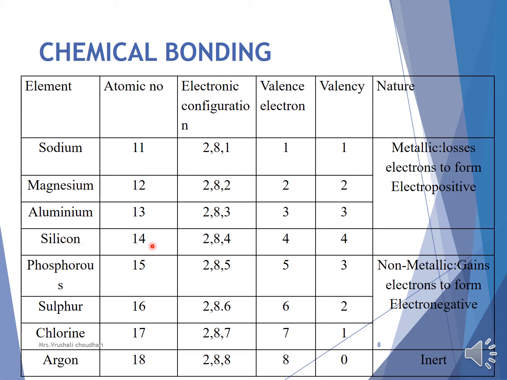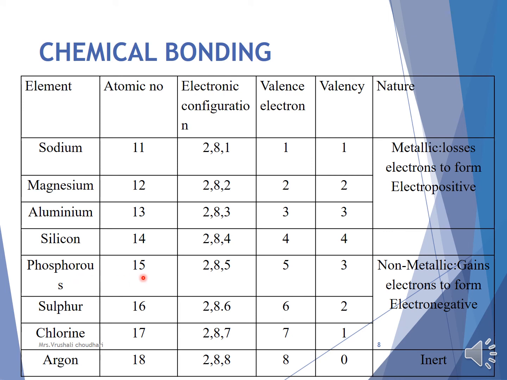Silicon, atomic configuration 2, 8, 4, valence electron is 4. So they are not losing electrons, they are not gaining electrons, mostly they are sharing electrons. So they show some properties of metals as well as non-metals. They are partially metallic and non-metallic, called a metalloid.